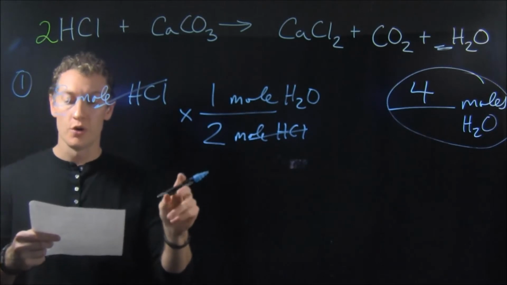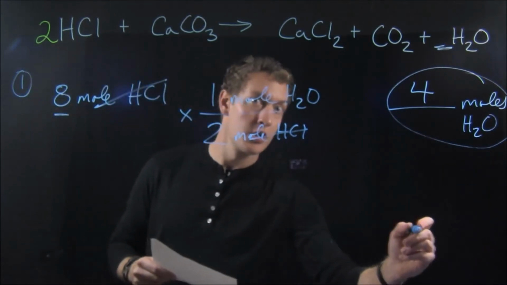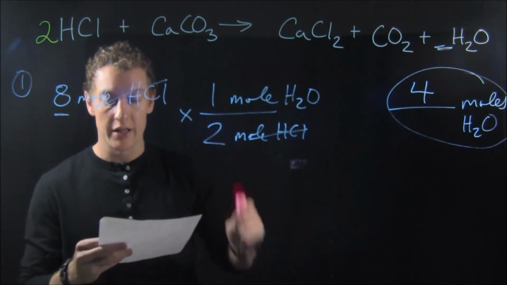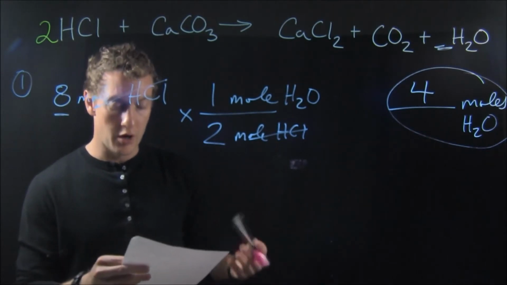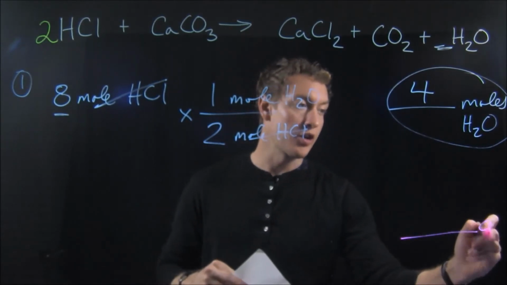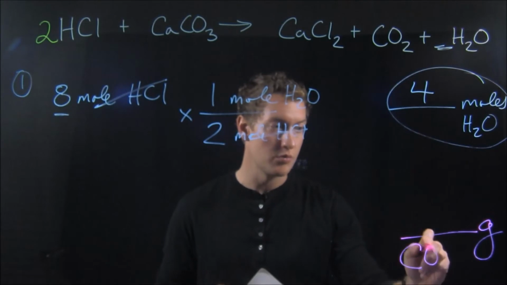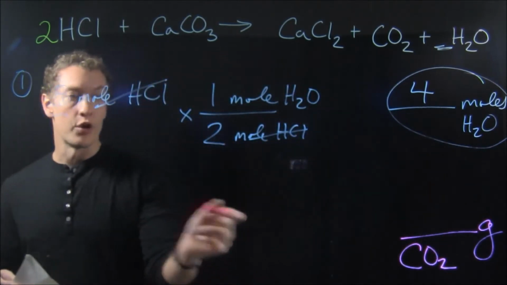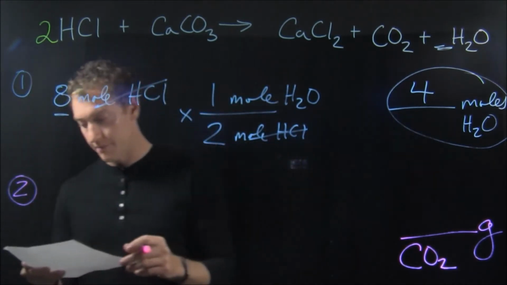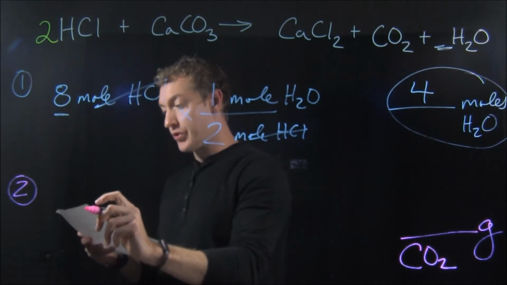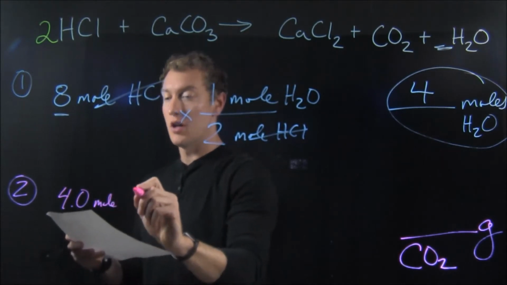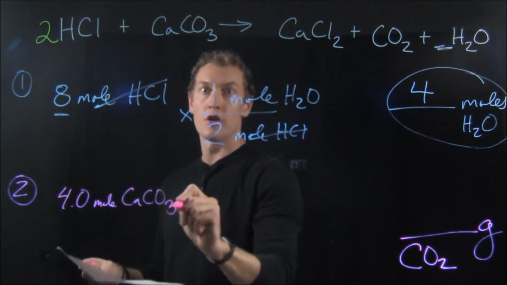Lecture example number 2 wants to know how many grams, so we will be solving for grams of carbon dioxide that can be obtained from 4 moles of calcium carbonate. So we're finished with the question when we get grams of CO2. And we are going to begin, so this is lecture example number 2. Did that show up? Yeah, I think so. Lecture example 2, 4.0 moles of calcium carbonate.